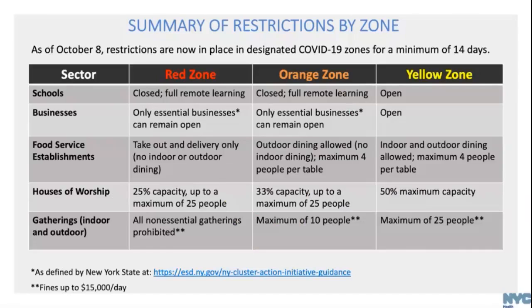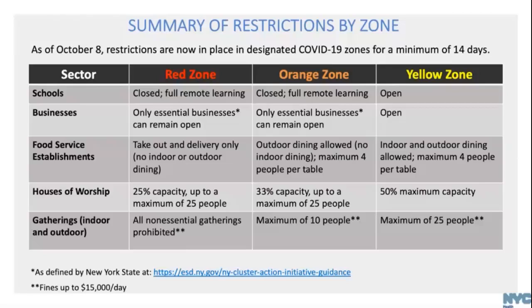In terms of food service establishments, red zone, only takeout and delivery is allowed. In the orange zone, outdoor dining is allowed with a maximum of 4 people per table, and the yellow zone allows both indoor and outdoor dining with a maximum of 4 people per table. In terms of houses of worship, 25% capacity up to a maximum of 25 people is allowed in the red zone. Orange zone is 33% with a similar cap of 25 people, and then yellow zone is 50% maximum capacity.